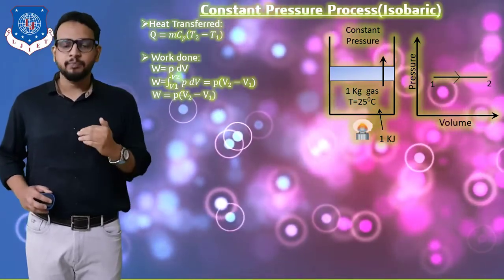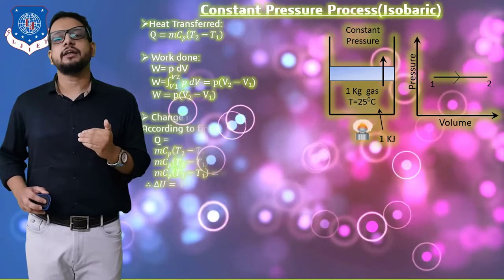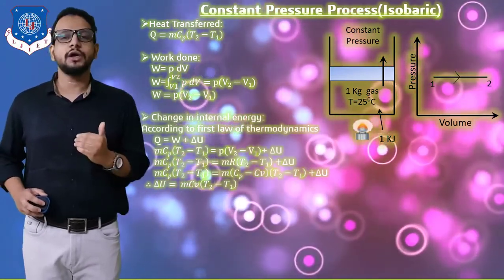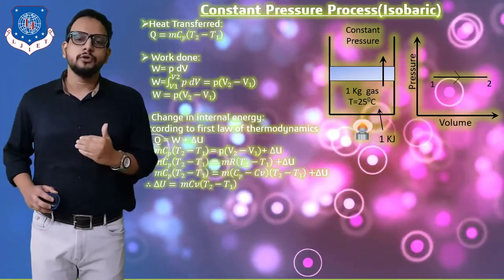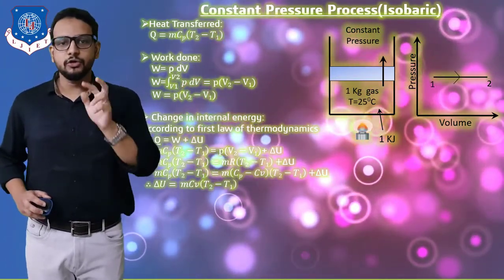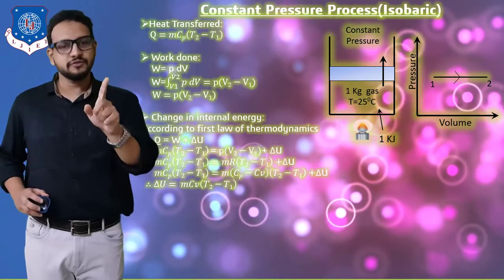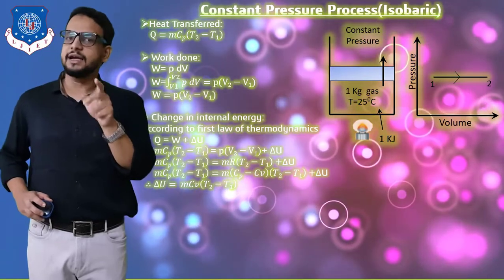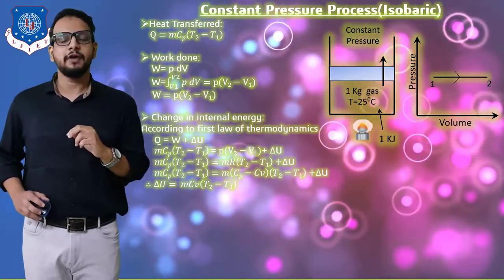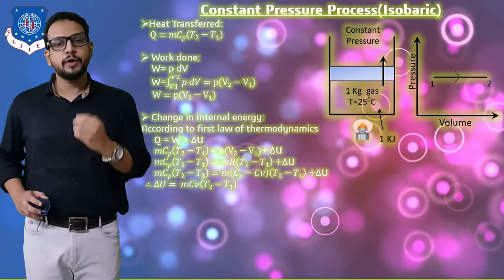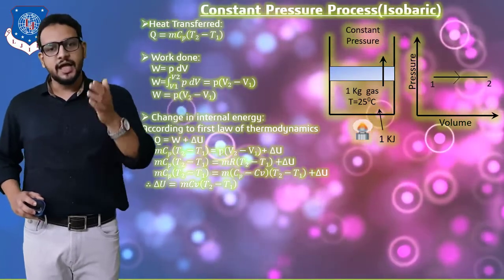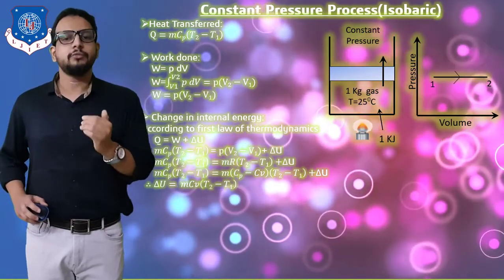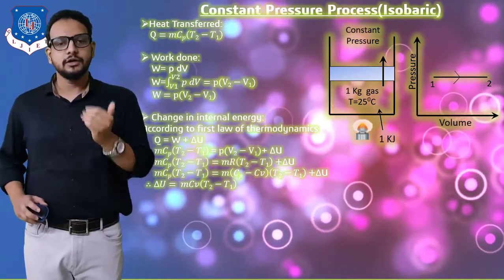Our next task is to determine change in internal energy. So according to the first law of thermodynamics, we know that Q is equal to delta U plus W. So from this equation, we know 2 values. First, we know how much heat transfer is. Second, we know how much work done is. So the third parameter, that is delta U, we can determine from this equation, right? So I have substituted the values of Q and W, as you can see on your screen. m Cp (T2 minus T1) is equal to work done P (V2 minus V1) plus delta U.